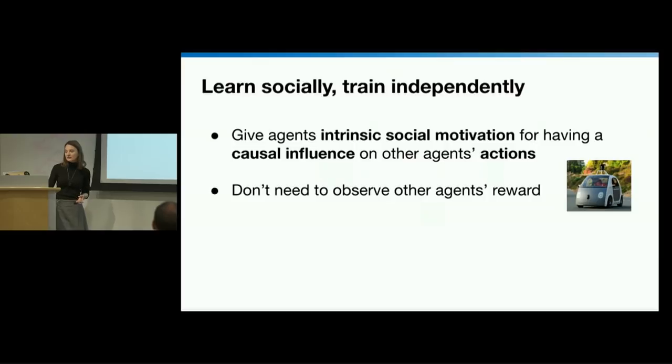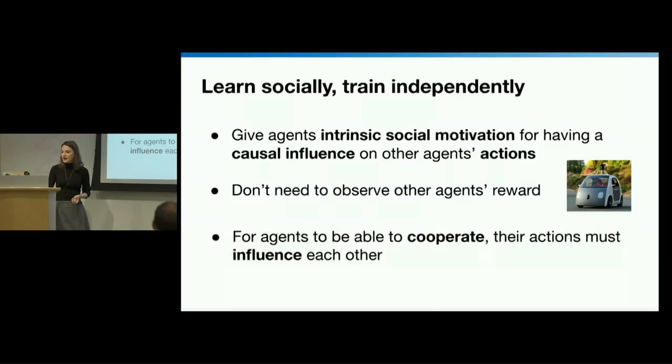So if you do this on the action level, you're able to train independently while still learning from other agents. And we also think that if agents are ever going to learn to cooperate, then they're going to have a high degree of influence between their actions. So if you think about two agents cooperating to lift a heavy box, if they're going to do it successfully, if one agent lifts the box faster, the other agent is going to have to lift the box faster as well. So there's this degree of influence between them. This is the approach we took.